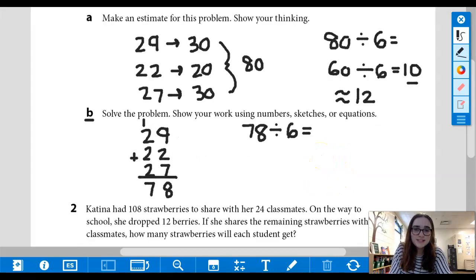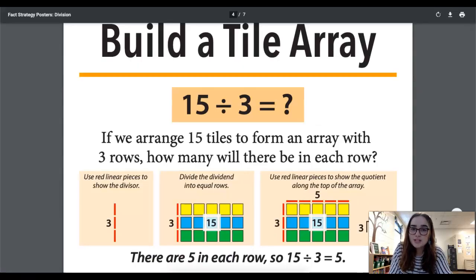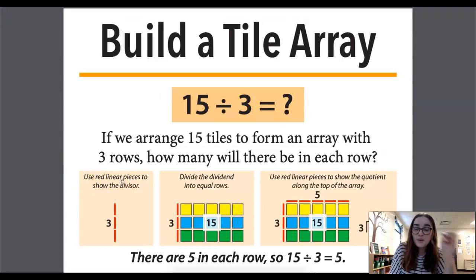To find the quotient for 78 divided by 6, we're going to use a division strategy where we build an array. And we've been doing that a ton with multiplication. So let's look at this example, because when we divide and we're building an array, it looks a little different. So this example, 15 divided by 3. The first step is to put the divisor, the smaller number going into the bigger number. That's going to be your first side of the array.